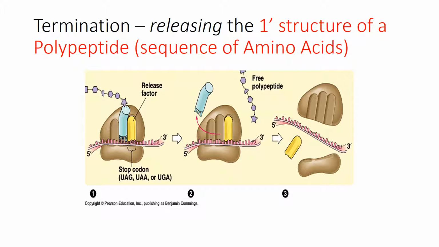Finally, there's termination, and once again, we get to the stop codon, UAG, UAA, or UGA, go dogs. A protein called a release factor will come in, and that's basically going to cause the ribosome to break apart, and it's no longer going to be a functional ribosome until another messenger RNA comes in and binds to the small subunit, and so on. The polypeptide will be released. There are 2 outcomes for that polypeptide. We'll talk about that at the end.